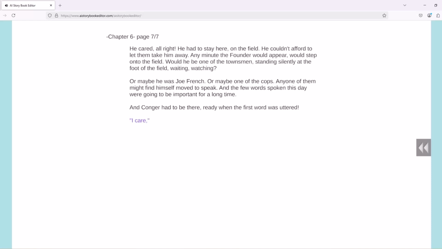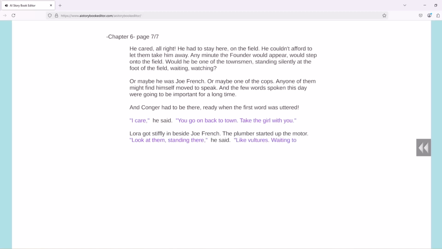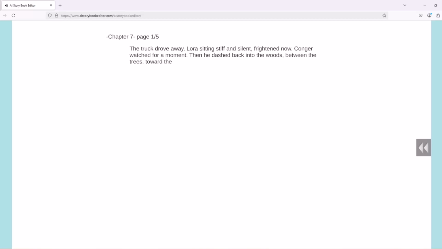"I care," he said. "You go on back to town. Take the girl with you." Laura got stiffly in beside Joe French. The plumber started up the motor. "Look at them, standing there," he said. "Like vultures, waiting to see someone get killed." The truck drove away, Laura sitting stiff and silent, frightened now. Conger watched for a moment. Then he dashed back into the woods between the trees toward the ridge.